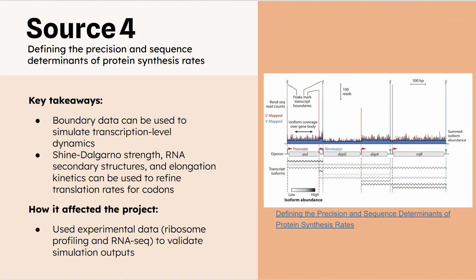Another key takeaway from this article was that data on Shine-Dalgarno strength, RNA secondary structures, and elongation kinetics can be used to refine translation rates of robust and sensitive codons. Another one was that the parameters for mRNA stability can be based on the role of RNase enzymes and secondary structures. Aside from utilizing those takeaways in the simulation, I also used the ribosome profiling data and RNA sequence data provided in the article as a conceptual benchmark for the simulation.